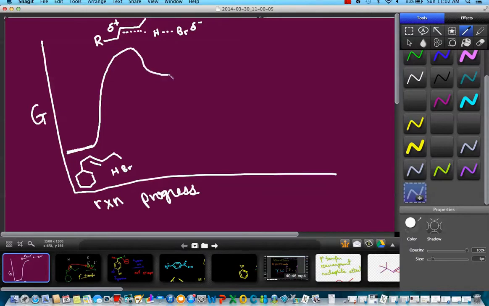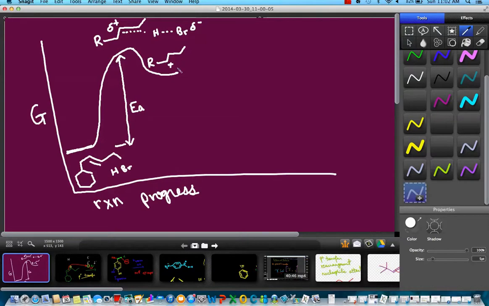The first intermediate I form is when I have made the carbocation intermediate. And the carbocation intermediate is right here. So we have the first transition state, the first intermediate. This is going to be the slow step of the reaction because I'm generating the most unstable carbocation. So this energy of activation has to be the highest.